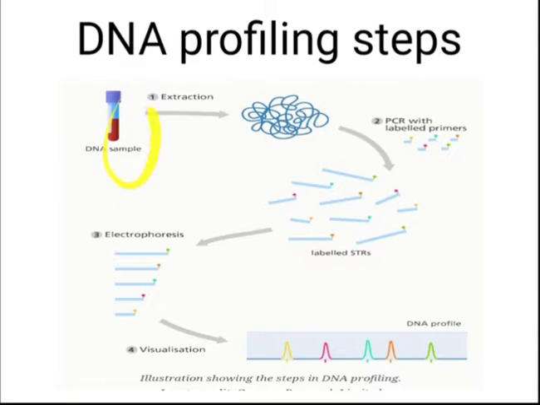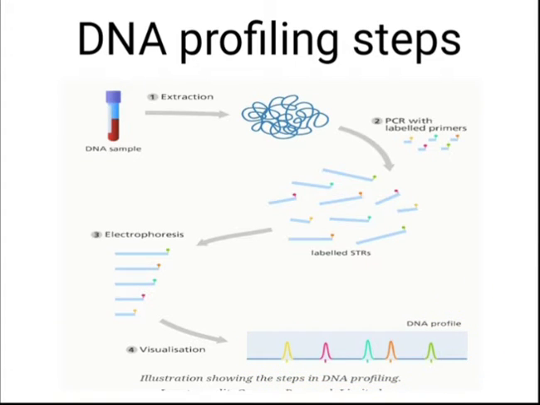So first point is a DNA sample. Initially you have to collect a DNA sample, then we are going to extract this sample. So this is the DNA fragment. Now by using PCR techniques, we have to label the primers. So these primers are labeled, and now these are called labeled STRs. Then next step is electrophoresis. After that, fourth step is visualization, and we can visualize a plot like shown in this diagram. This is known as a DNA profile.